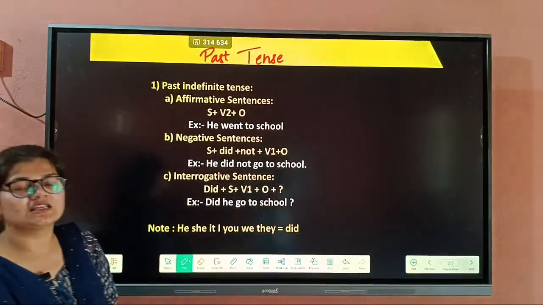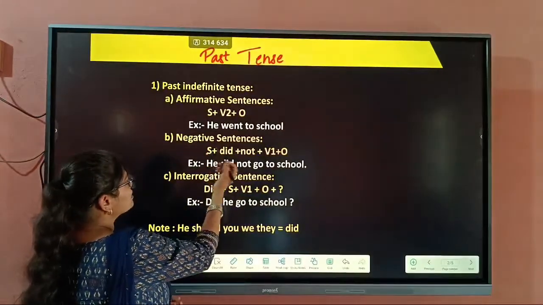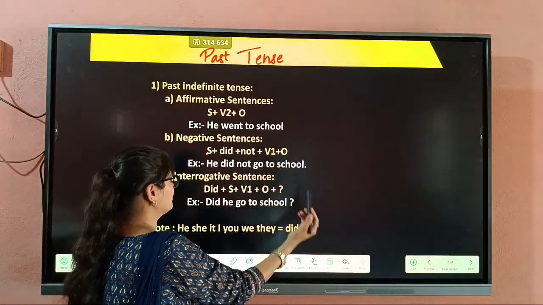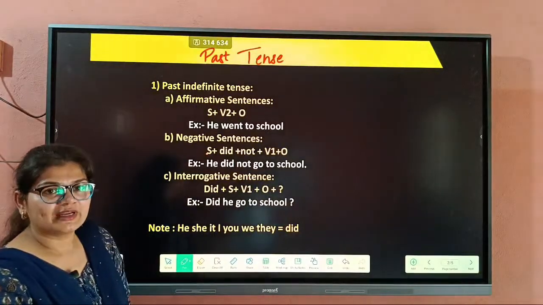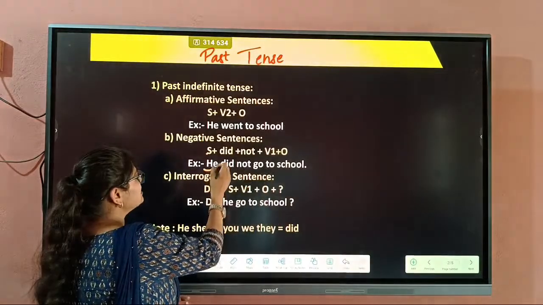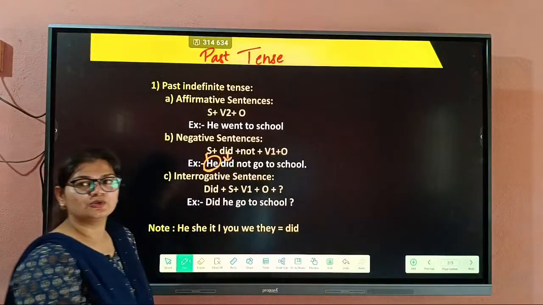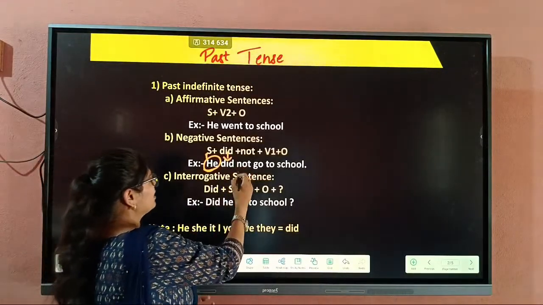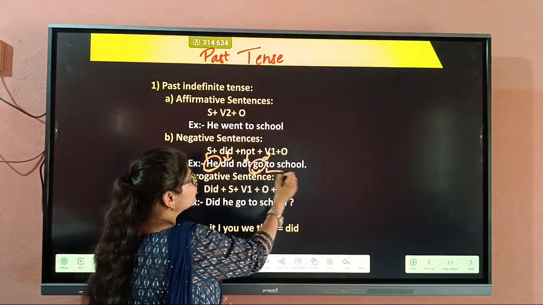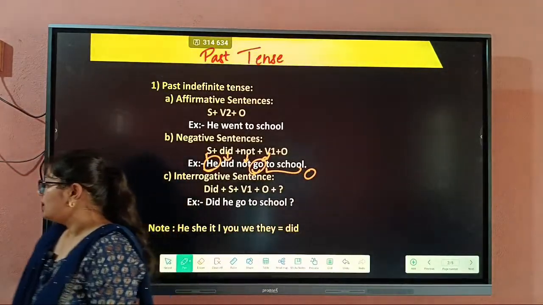Now, the second part is the negative sentence. Negative sentence: subject plus did plus not plus verb's first form plus object. Now, look at the example. He did not go to school. What is he here? He is the subject. Did? What is the did here? You know, a helping verb. Not, same, verb's first form, go, and to school is the object. Clear, students?